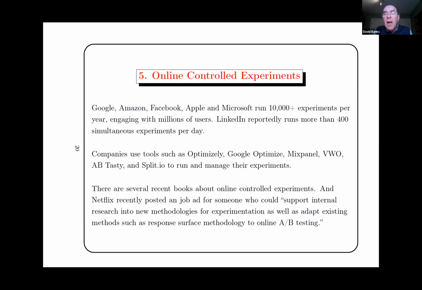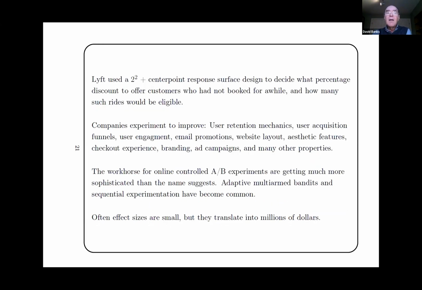There are a couple of recent books about online controlled experiments, and Netflix recently posted a job ad for someone who could support internal research into new methodologies for experimentation, as well as adapt existing methods, such as response surface methodology, to online A/B testing. Lyft used a 2 to the 2 plus a center point response surface design to decide what percentage discount to offer to customers who had not booked in a while, and how many such rides should be eligible. So they're getting very sophisticated with all this stuff. Companies experiment to improve on user retention mechanics, user acquisition funnels, user engagement, email promotions, website layout, aesthetic features, the checkout experience, branding, ad campaigns, and many other properties.